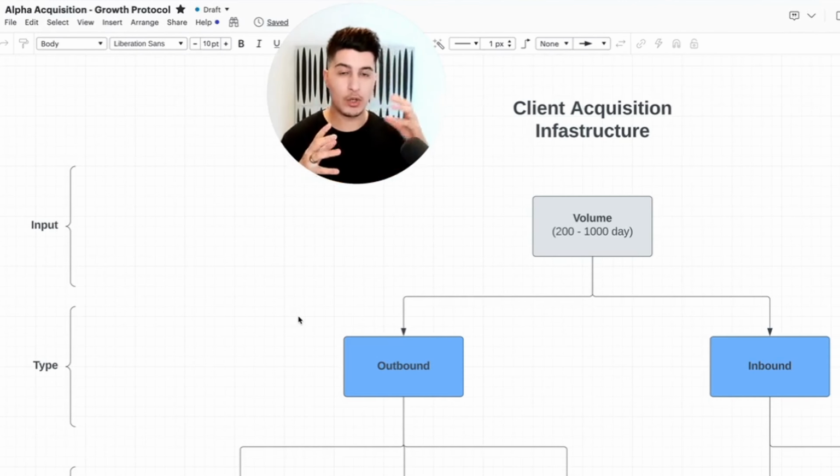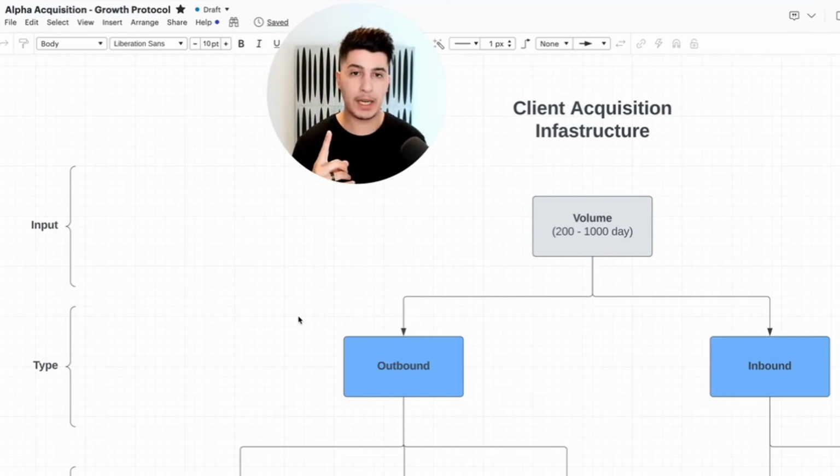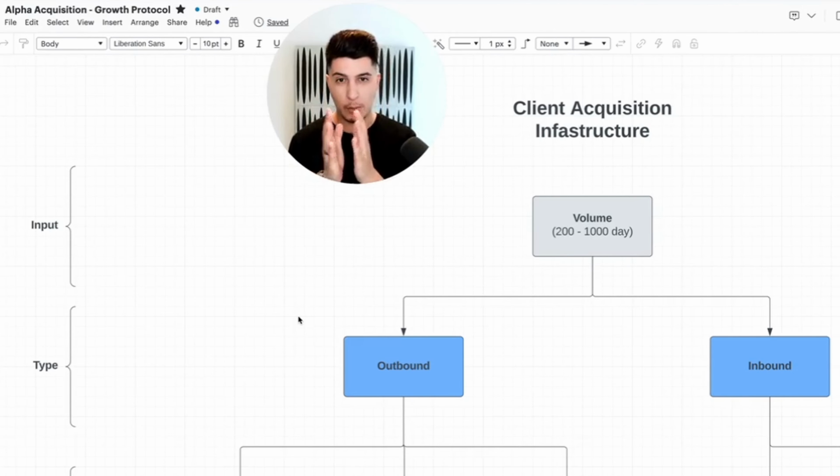Now, when it comes to the type, you will make a decision here. And as you grow, you will not have only one type of client acquisition infrastructure or system. You will have multiple, but we like to start by leveraging only one, because complexity should scale as the business scales and not the other way around. So usually you will start with outbound, and inbound only if you have some sort of financial flexibility.